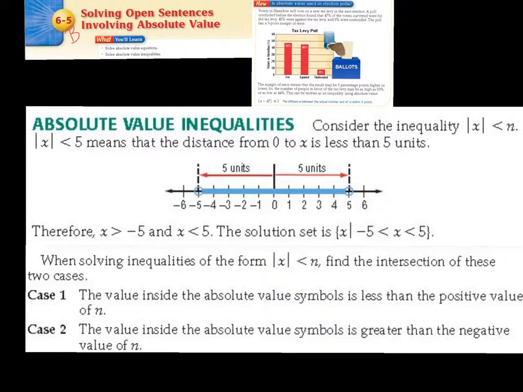So when solving inequalities in the form |x| < n, we're going to find the intersection of these two cases. Case 1, the value inside the absolute value symbols is less than the positive value of n. Case 2, the value inside the absolute value symbols is greater than the negative value of n.